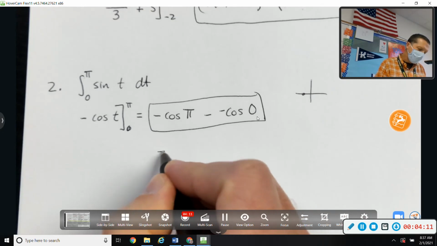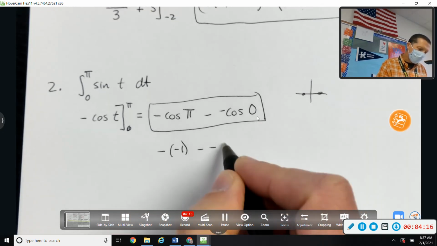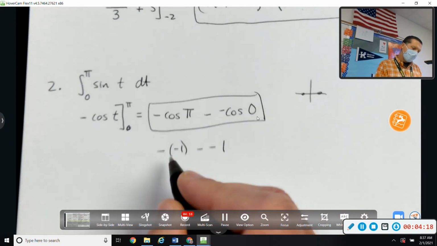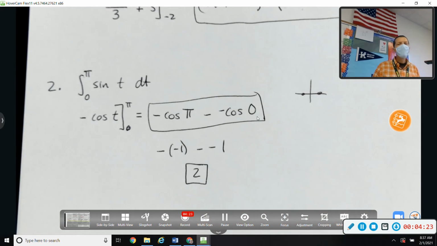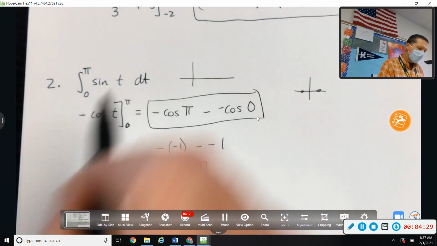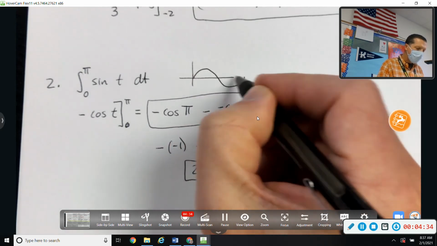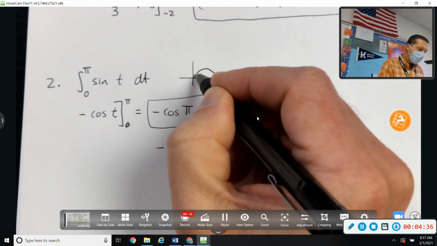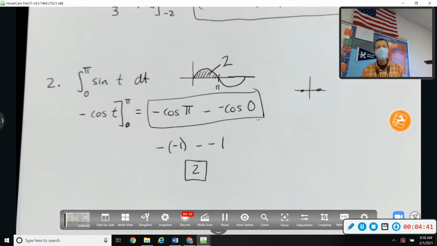Let's see, the cosine of pi is negative 1. Cosine of 0 is 1. So plus 1 is equal to 2. Which, I don't know, that's kind of weird that you get that answer, because remember what this means is the area under sine of t from 0 to pi. So who would have thought that area is equal to 2? It's kind of weird.